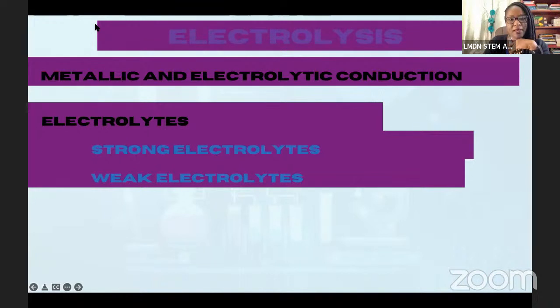Okay, so we just established that we have our positive ions, also known as cations, in a sea of delocalized electrons, right?